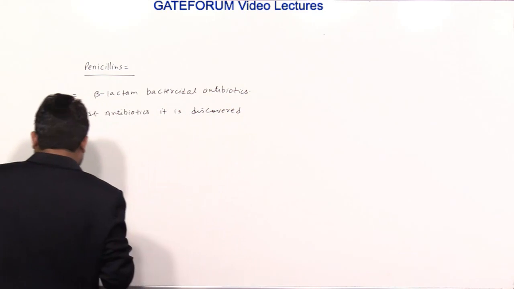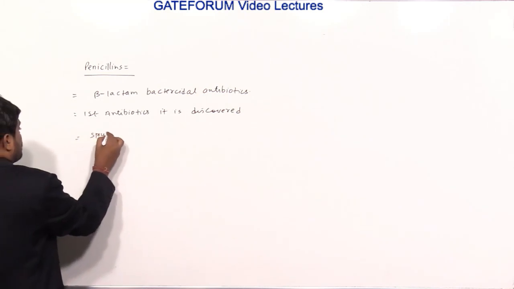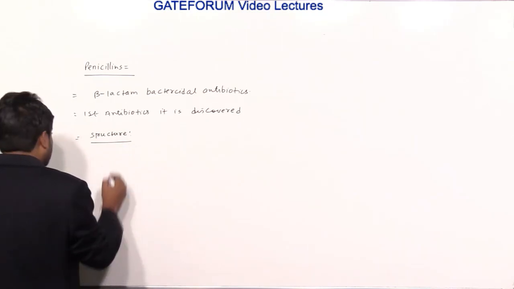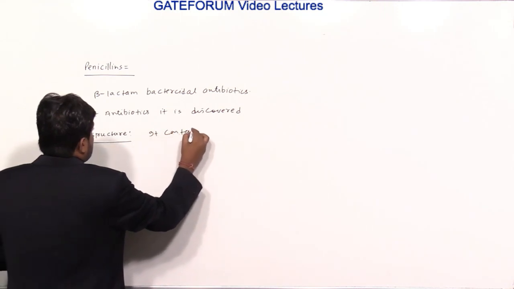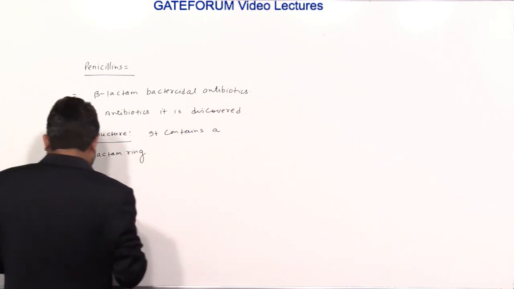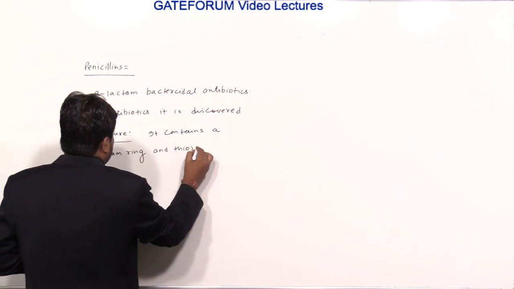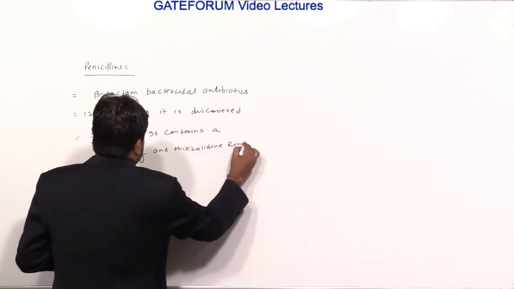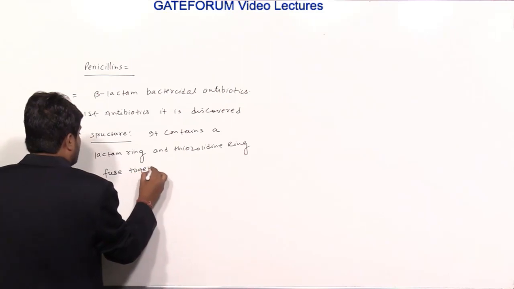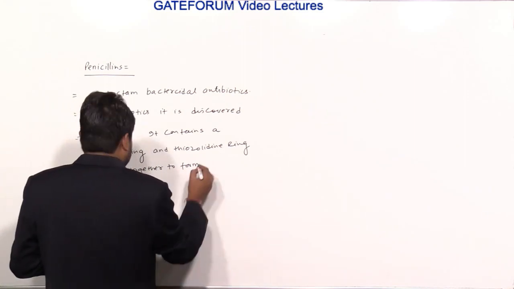If you see the basic structure of penicillin, it contains a lactam ring and a thiazolidine ring fused together to form 6-aminopenicillanic acid.